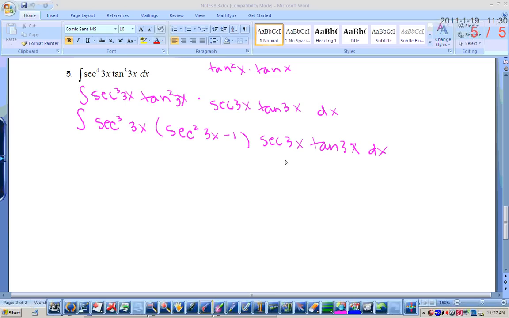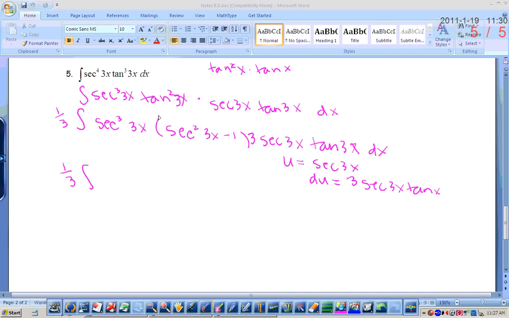All right, I'm going to go ahead and make my u substitution right now because I'm sick of writing all these secants. So I'm going to let u equal the secant of 3x, and du is 1/3 or 3? 3 secant 3x tan 3x. I'm taking the derivative, so derivative of secant is secant tan, and then times the derivative of the argument. All right, so I'm going to need a 3 inside, a 1/3 outside.